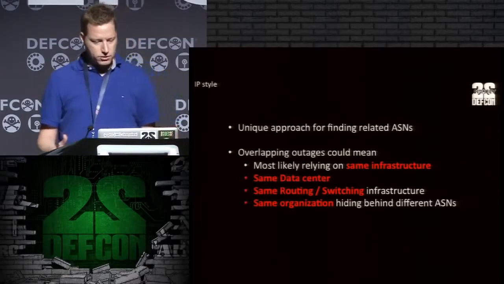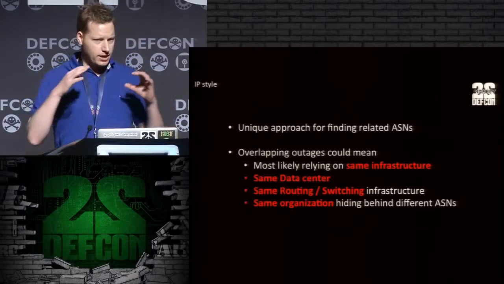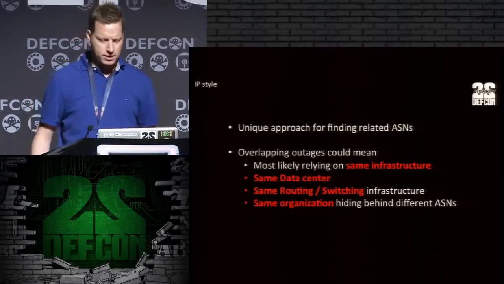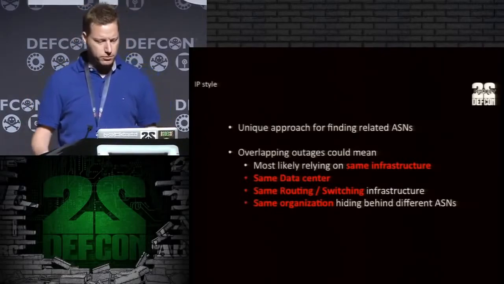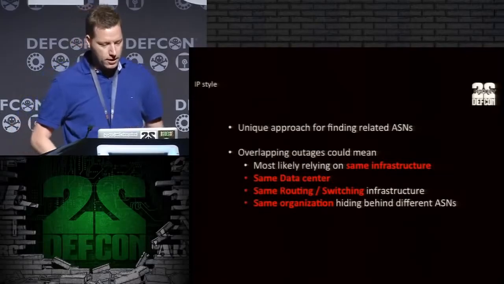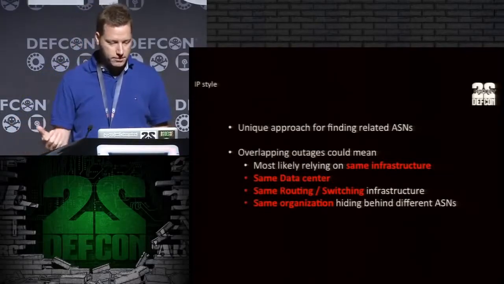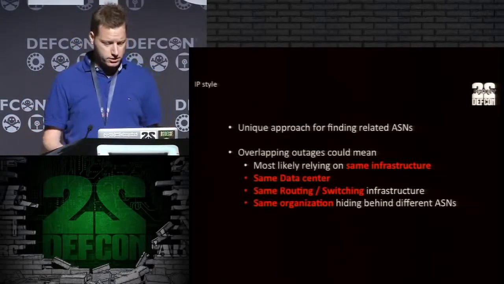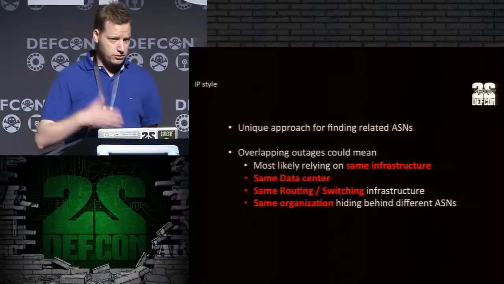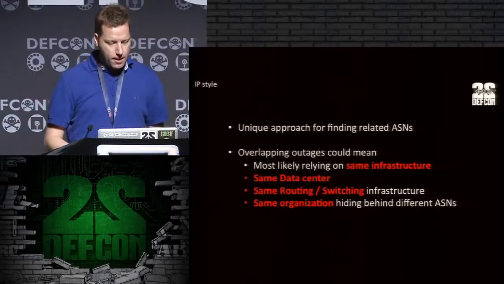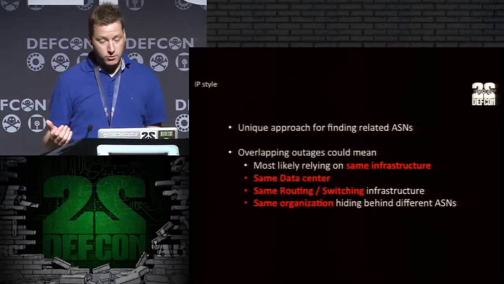I think with this we sort of proved that these different ASNs are actually owned and operated by the same guys. They just have multiple ASNs and hide behind that. So we're sure that they rely on the same infrastructure. Could be just the same data center, could be the same router or switch. That switch goes down, the thing goes down. But we're definitely sure it's the same organization.